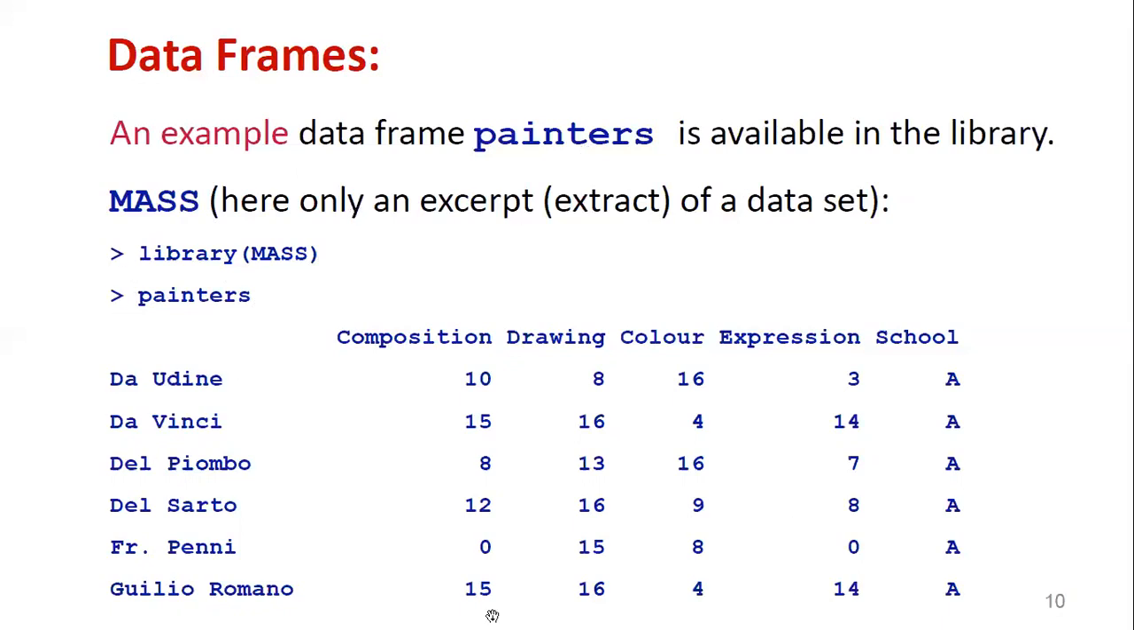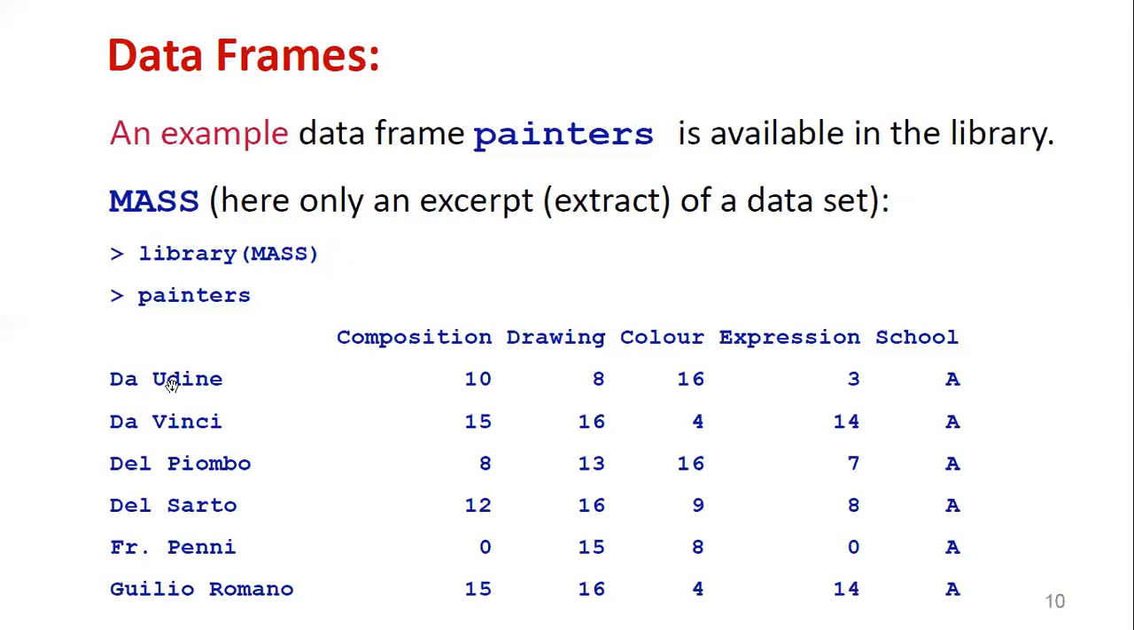This is the output. That means it displays what it contains. See, it is in the form of a sheet which contains rows and columns. Columns describe the attributes or headings, whereas rows describe the records. Here you can see composition, drawing, color, expression, school. These are all the headings of the data set. We will call them observations or attributes. Then every row contains the records or values.